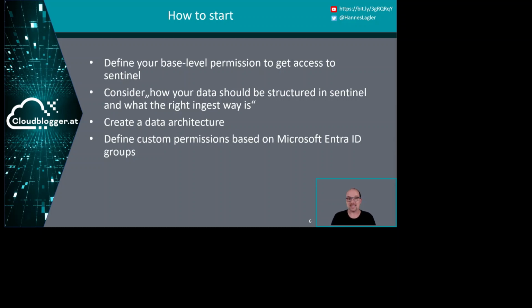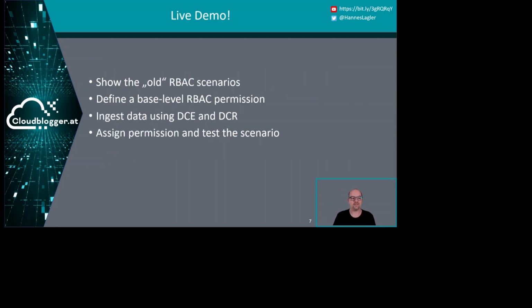Okay, that's it from my theory section. We want to hand over now to a live demo, and I want to demonstrate the following. I want to show you in a really short overview the old role-based access control scenarios. So it's not really old, it's available since the beginning. Then I want to go to defining a base level role-based access control permission. I want to show you how you can assign a base level permission, and also keep in mind you have the source code on my GitHub repository.